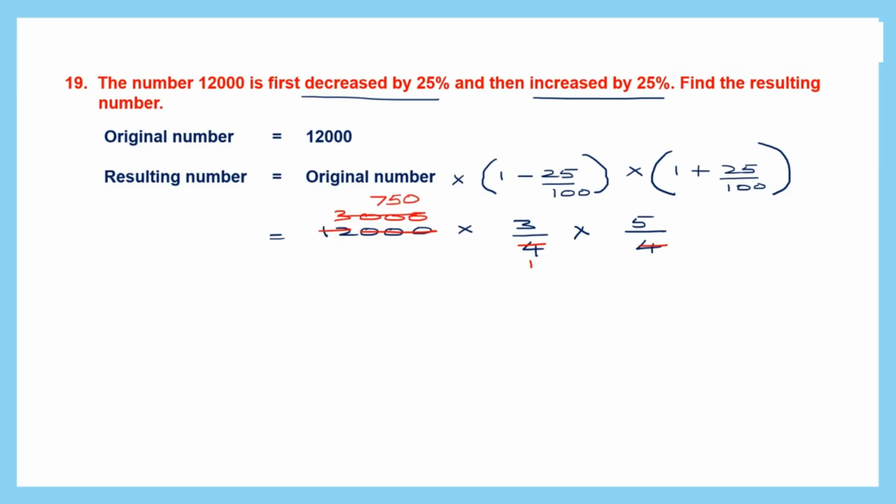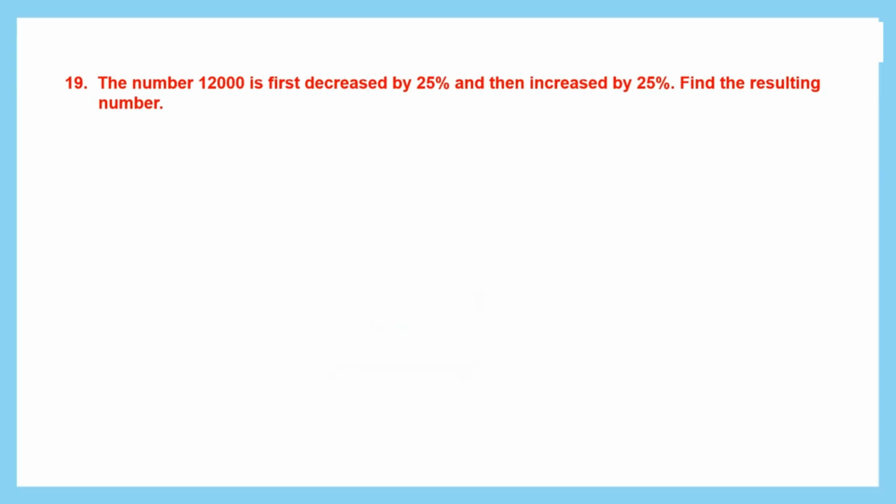Now we have to multiply the numerators. That is 750 into 5, which gives 3,750 for each 5... so multiply this and we will get the resulting number. And the resulting number is 11,250. So this is one way of finding the resulting number. We'll try the other way also. So let's try the other way of doing it.